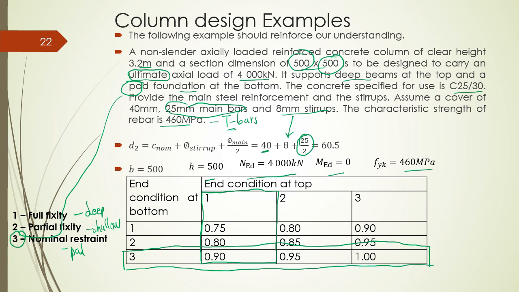Now the two intersect will be our value for beta. So the effective height is 0.9 times 3200, which gives us 2880 millimeters. We had converted the clear height 3.2 meters to millimeters, which gives us 3200.